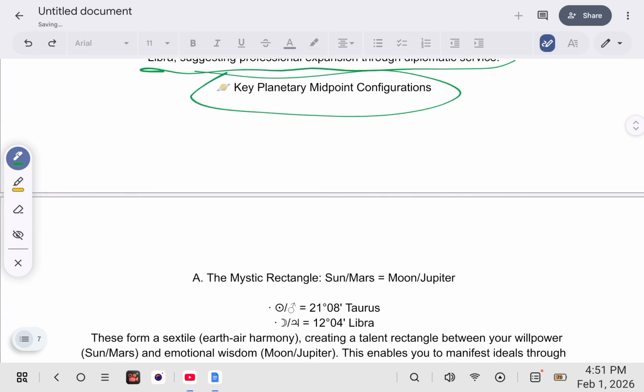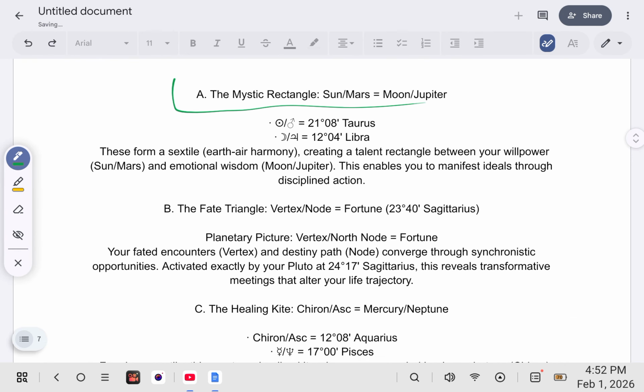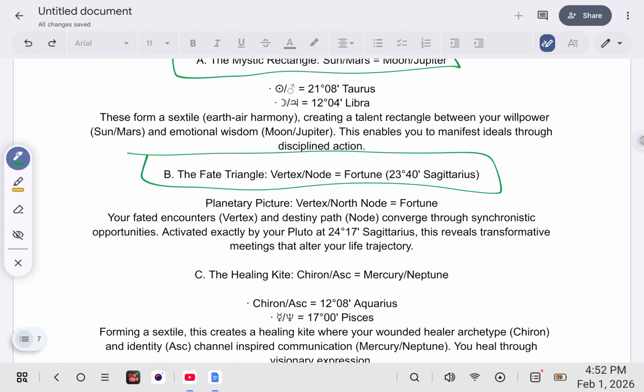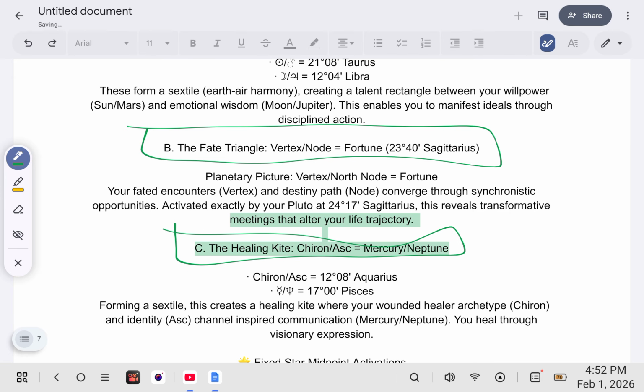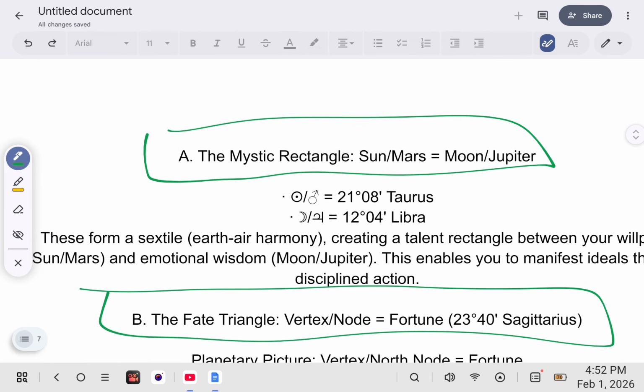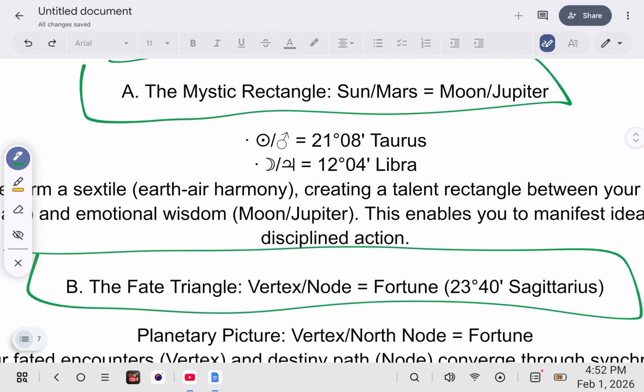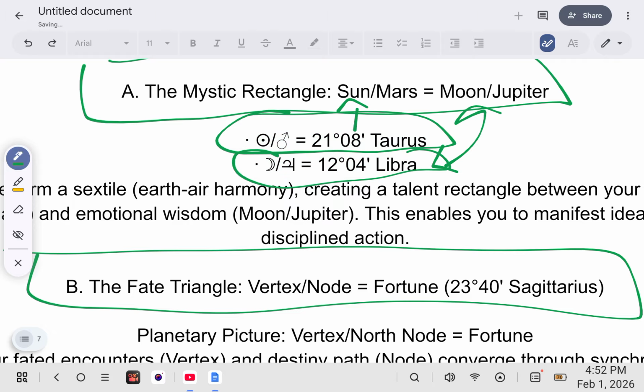So key planetary midpoint configurations. First we have the mystic rectangle, Sun, Mars equals Moon, Jupiter; fate triangle, Vertex, Node equals Fortune, 23°40' Sagittarius; the healing kite, Chiron, Ascendant equals Mercury, Neptune. So first let's talk about A, Sun, Mars equals Moon, Jupiter. First we have the Sun and Mars, and that's at 21°08' Taurus, and then Moon and Jupiter at 12°04' Libra.